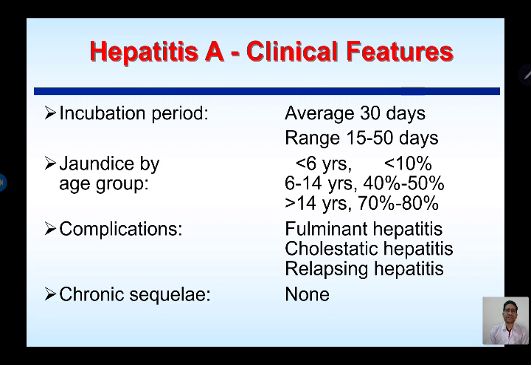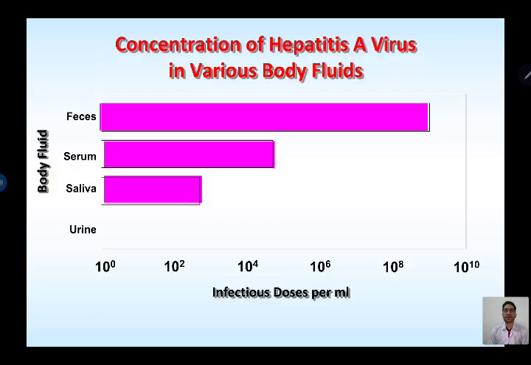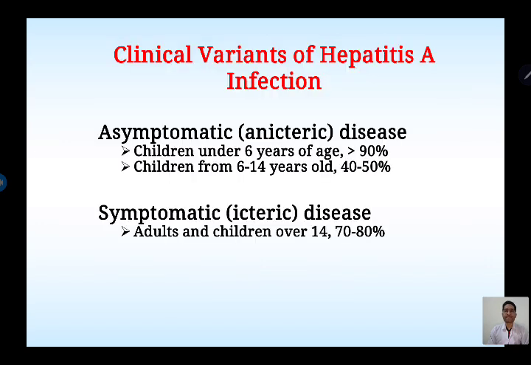Hepatitis A virus clinical features: incubation period averages 30 days, ranging from 15 to 50 days. Jaundice by age group: less than 6 years, less than 10%; 6 to 14 years, 40 to 50%; and greater than 14 years, 70 to 80%. Complications are fulminant hepatitis, cholestatic hepatitis, relapsing hepatitis; chronic sequelae is none. The concentration of the hepatitis A virus in the various body fluids: feces most commonly, then serum, saliva, and urine.